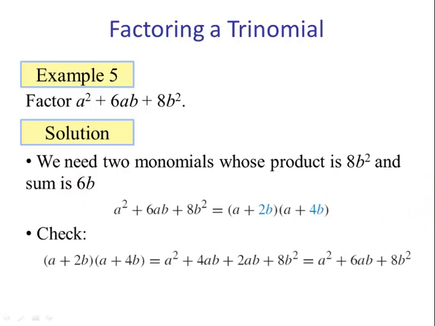We can check this by using the distributive property. A times a is a squared. A times 4b is 4ab. 2b times a is 2ab. And 2b times 4b is 8b squared. Combining like terms, we have a value for the middle term equal to 6ab. It checks.